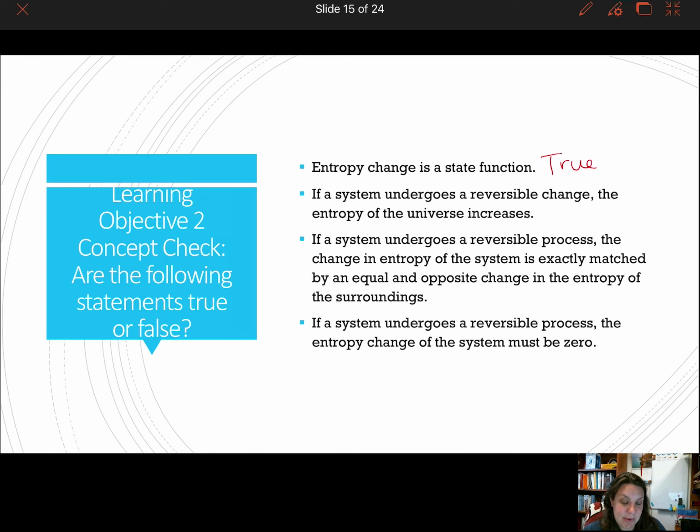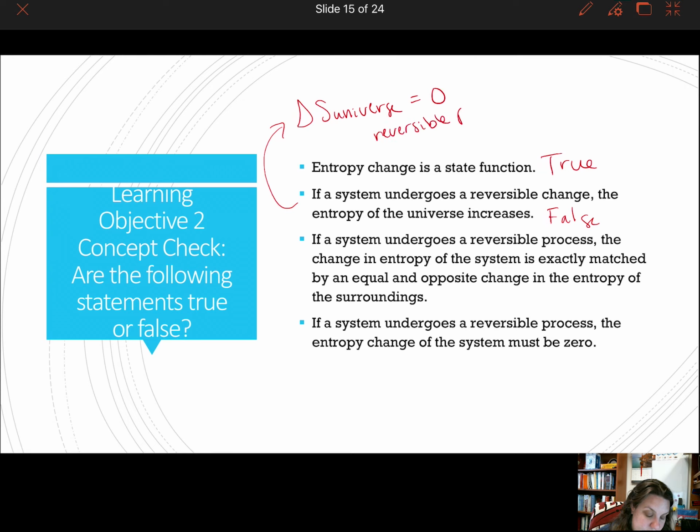Okay, if a system undergoes a reversible change, the entropy of the universe increases. That is false. Hopefully you guys remember delta S of our universe is equal to 0 if we have a reversible process. That does not mean that our delta S of our system and its surroundings remains 0, but our universe remains 0.